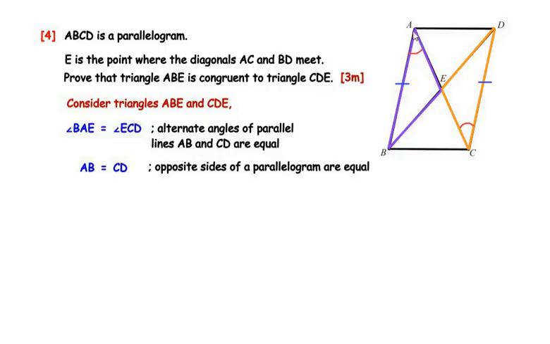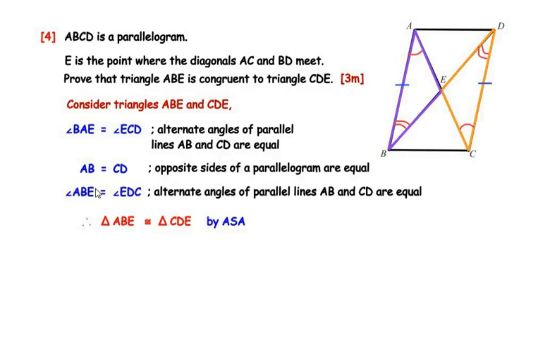And finally, from triangle ABE, the angle B is going to be equal to angle D from triangle CDE, that is alternate angles of the two parallel lines AB and CD are equal. So by angle side angle congruency criteria, that is ASA, we can say that these two triangles are congruent. So this is our answer.